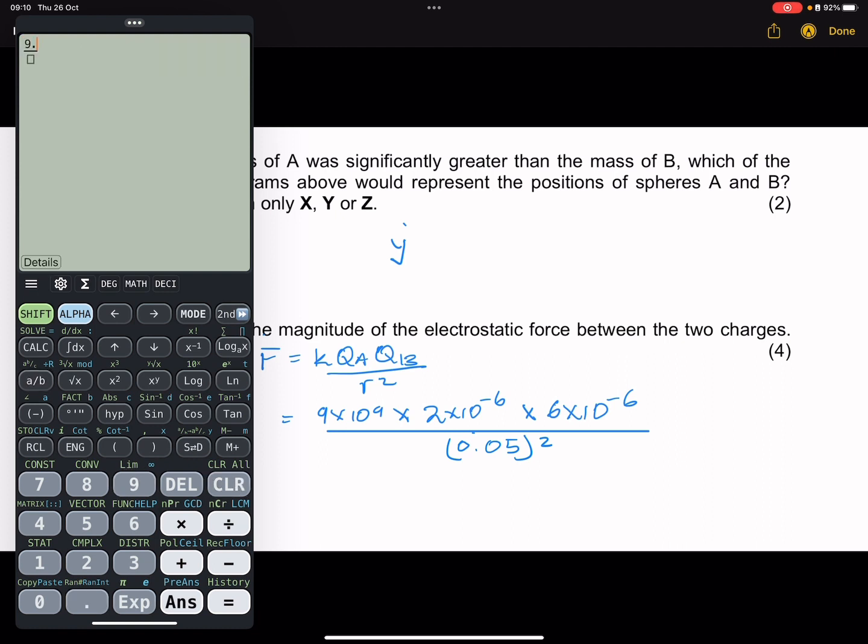So we've got 9 exponent 9 multiplied by 2 exponent negative 6, multiplied by 6 exponent negative 6, and we divide that by the distance, which is 0.05, squared. Please don't mind the noise in the background. So we get a force of 43.2 newtons.